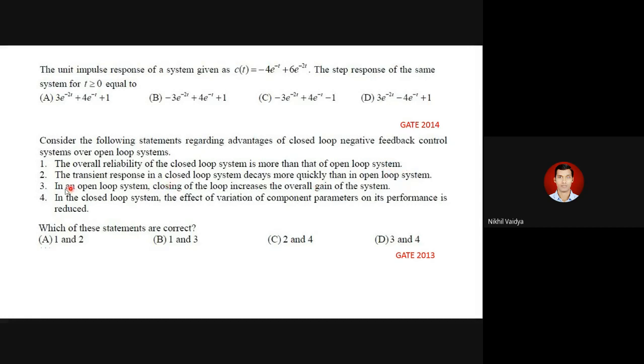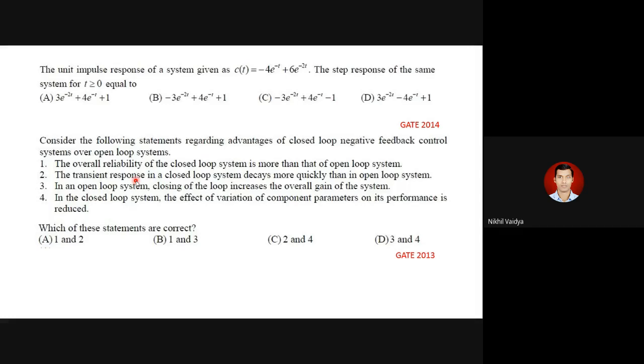Okay, first. Second, the transient response in closed loop system decays more quickly than in open loop system. What is meant by transient response? The sudden change which happens in the control system at the initial time is called transients. Just like in electrical engineering, we call it the switching losses. Generally when we switch on the button, the waveform we will see at initial time will be very peaky or very high, and high current is very hazardous.